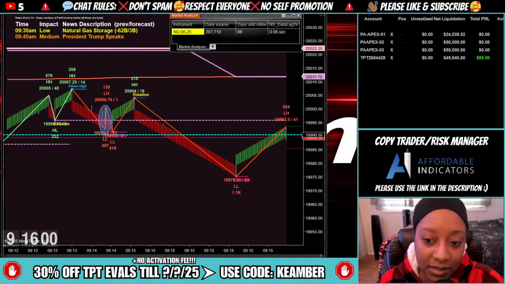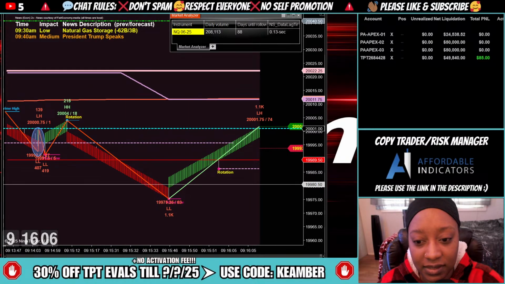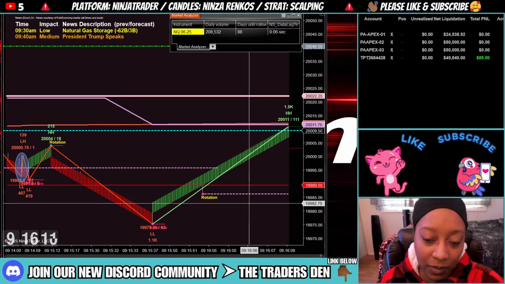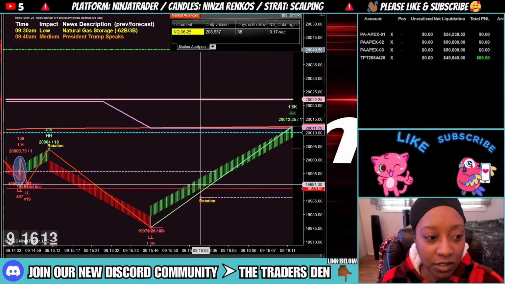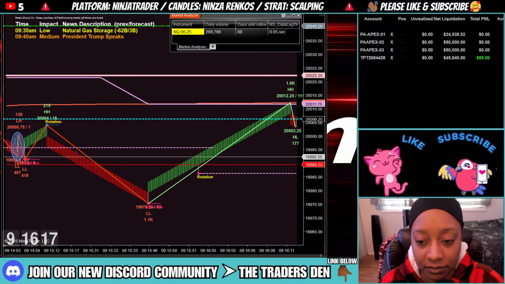Oh, rejected instead. I kind of didn't want to take the trade right there, but it was setting up, so I would have. There was like 104 of delta in that candle. It definitely tried to push down.